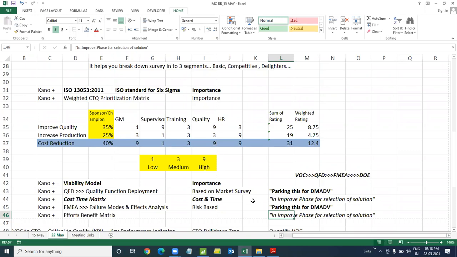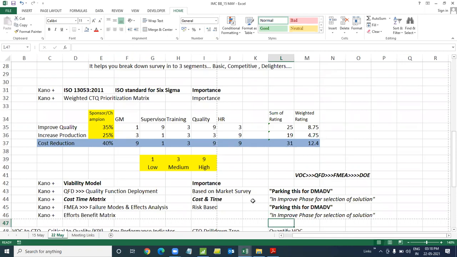Can we use it here? Same like cost time matrix. Yes, we can. It's based on how much effort will be required and what will be the corresponding benefit of doing a project here. In this case, in improve phase, we will be using how much effort will be required to implement this solution and what will be the corresponding benefit. So very simple tools, but yes, we'll be using it as it's used in the industry.